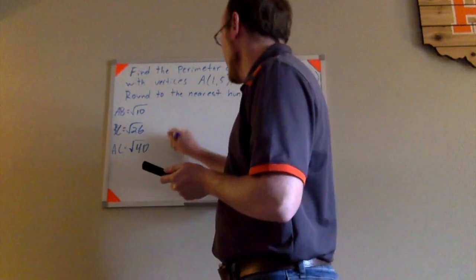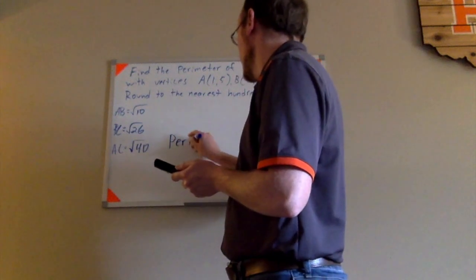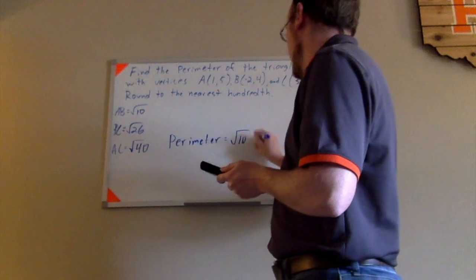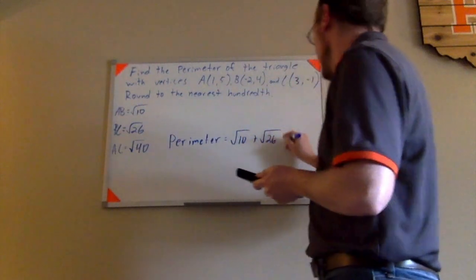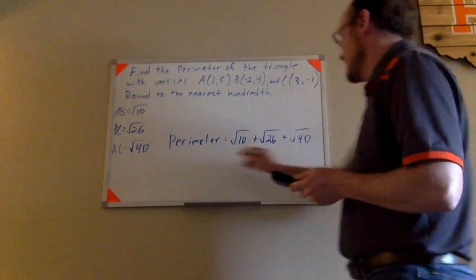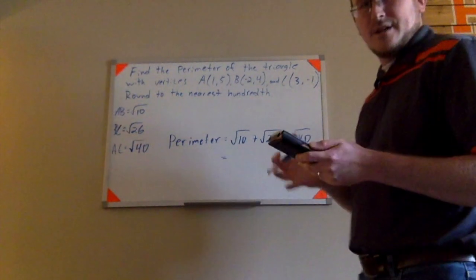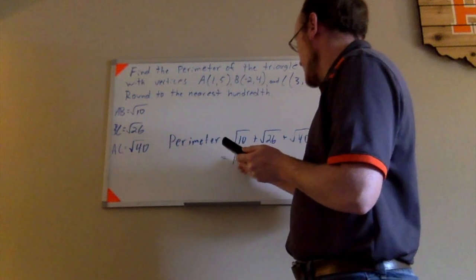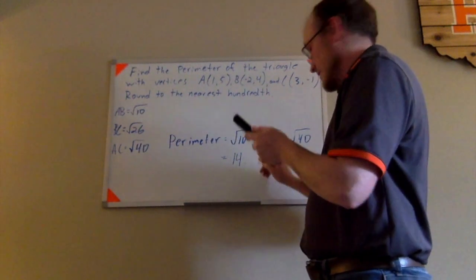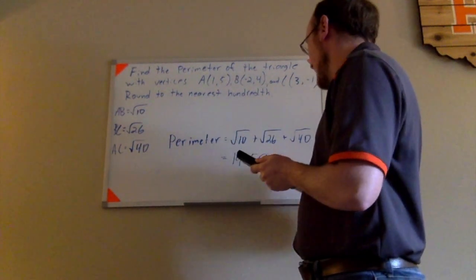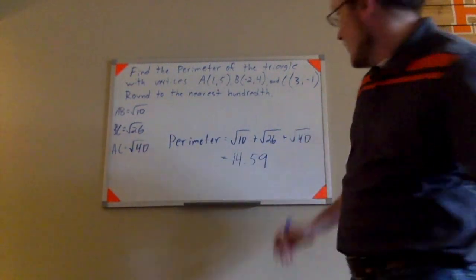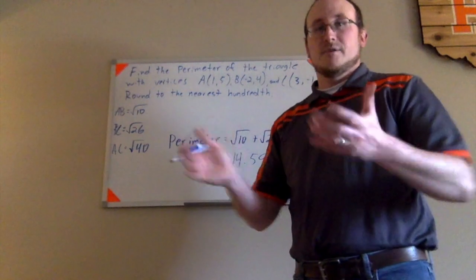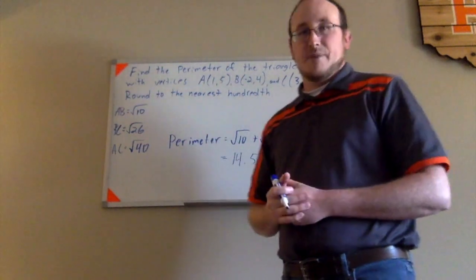And then my perimeter, which I said is equal to the square root of 10 plus the square root of 26 plus the square root of 40. And then rounding that to 2 decimal places, the nearest hundredth, as this is asked, that would be 14.59. So 14.59 units would be the perimeter of this triangle in the coordinate plane. It's an application of the distance formula.